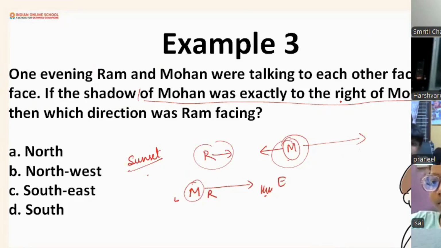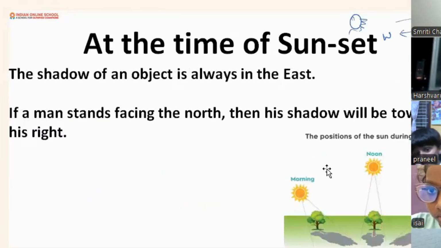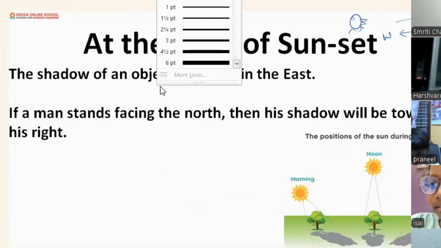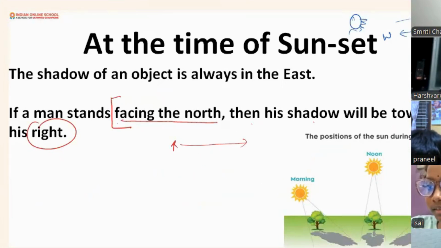Now the shadow of the Mohan was exactly to the right of the Mohan. Now when can this thing happen? Yes, if Mohan is facing towards the north, we have learned this thing over here. If somebody is facing towards north, then his shadow will be towards his right. Got this point? This is already what we have learned. If somebody is facing towards north, then his shadow will always form to his right. So that person's face should be towards north.